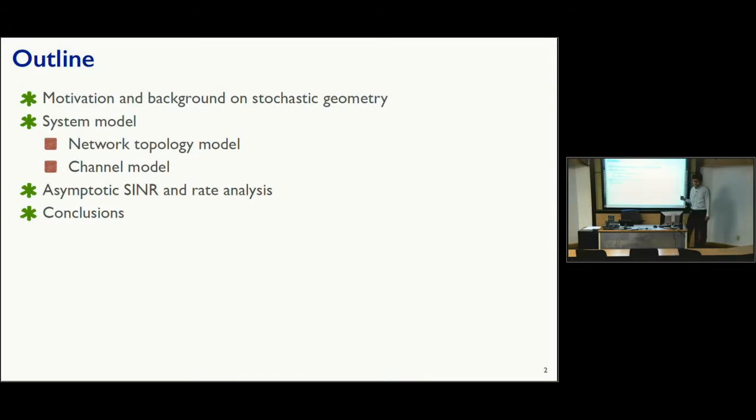And here's the outline of my presentation. First, I will introduce some background information and motivate why we use the tool of stochastic geometry. And second, I will introduce the system model, basically how we model the network topology and how we model the propagation channel. Then I will introduce the main result on the asymptotic SINR and rate analysis.